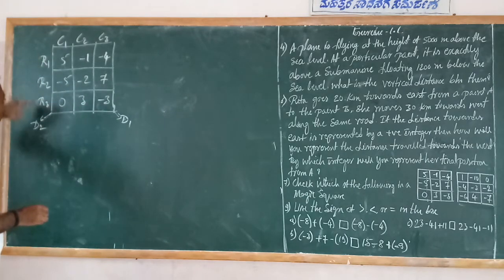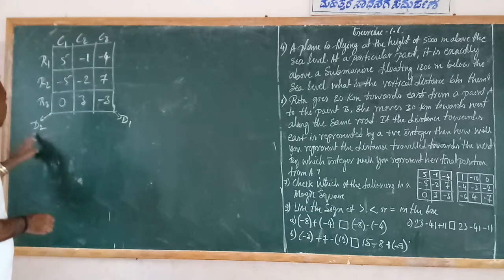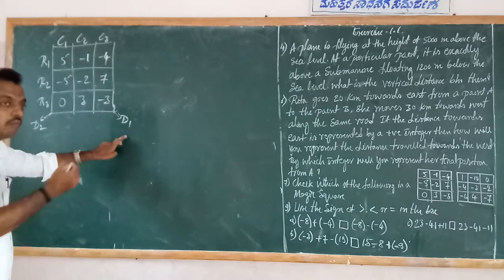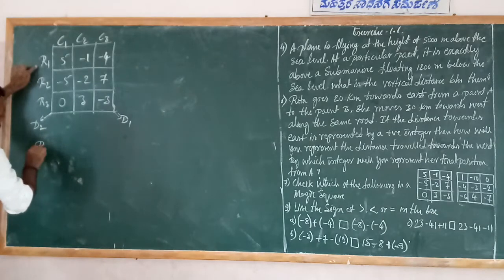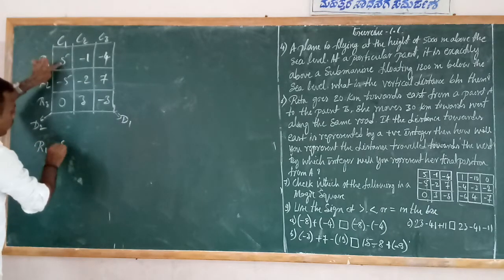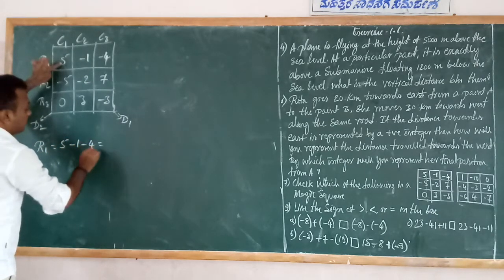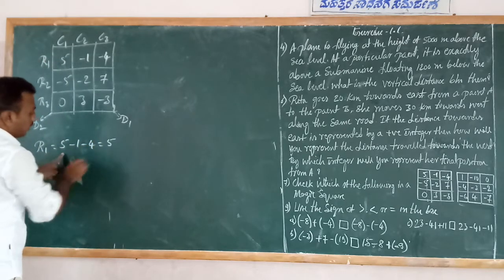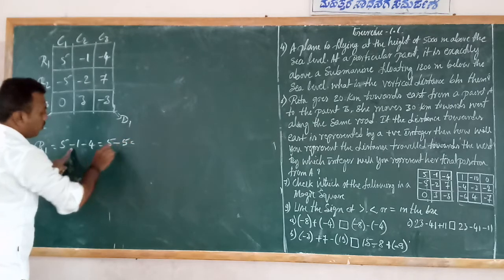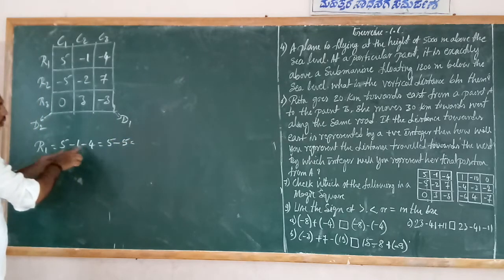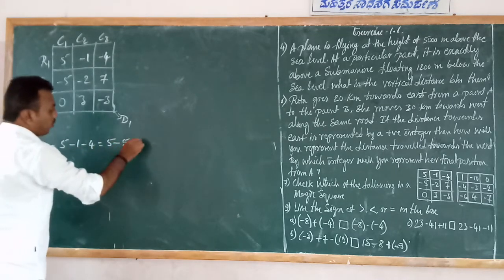I will check it. First solve R1, R2, R3, then C1, C2, C3, and D1, D2. Every sum should remain the same. You have to check it. So first R1: 5 minus 1 minus 4. Minus 1 and minus 4 have the same sign, so 4 plus 1 is 5, giving minus 5. 5 minus 5 becomes 0.